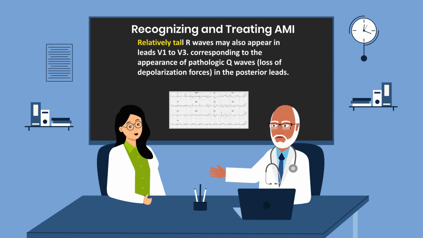Relatively tall R waves may also appear in leads V1 to V3, corresponding to the appearance of pathologic Q waves, which is the loss of depolarization forces in the posterior leads.